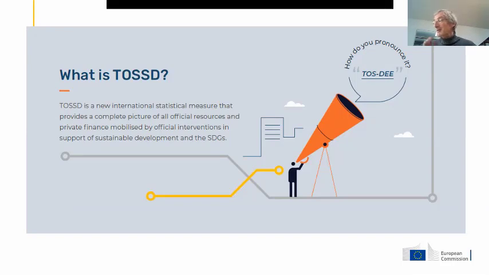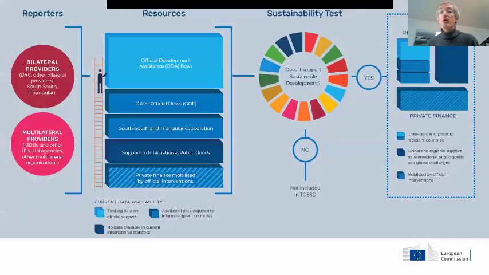What is TOSSD? And you see here in this nice infographic that you should pronounce it simply TOSSD. You can also go for TOSSD if you want, but that sounds a lot more threatening. So TOSSD is better. It is a new statistical measure, meaning the same data quality control and reliability aimed at as ODA, real statistics, which is meant to provide a complete picture of all the official resources spent in support of sustainable development and the SDGs. Official resources being resources spent by the public sector of the various countries in the world. And added to it is the private finance mobilized by official interventions. Again, I'll come back to that in a bit more detail.